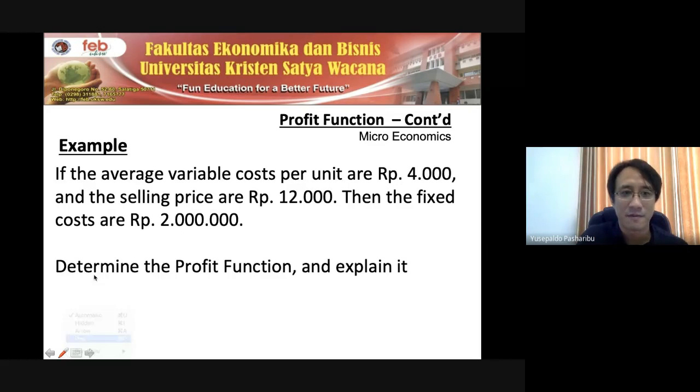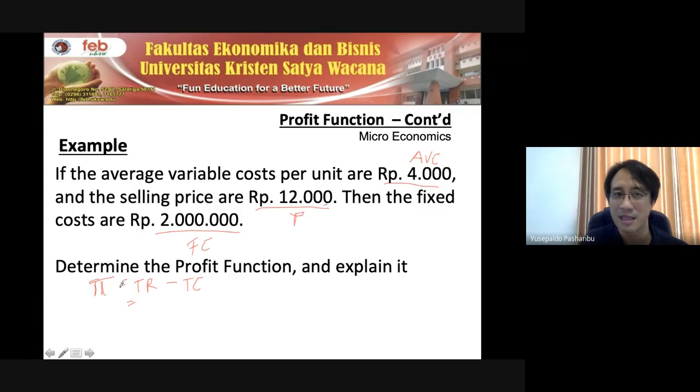This is the example. If the average variable cost per unit, AVC, is 4,000 and the selling price, P, is 12,000, then the fixed costs are 2 million rupiah. So determine the profit function. Profit is P, P equals total revenue minus total cost.